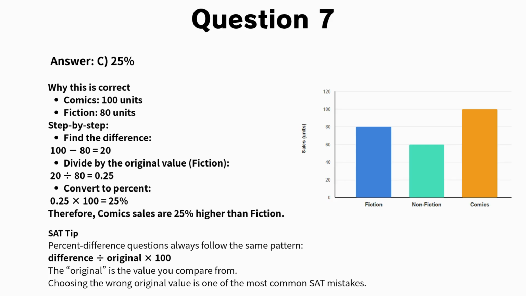Here's the crucial SAT tip for percent difference questions. They always follow the same pattern. Difference divided by original times 100. The original is the value you're comparing from. In this case, we're comparing comics to fiction, so fiction is our base value.